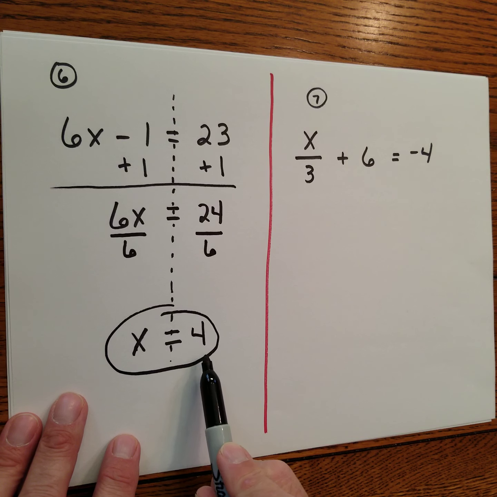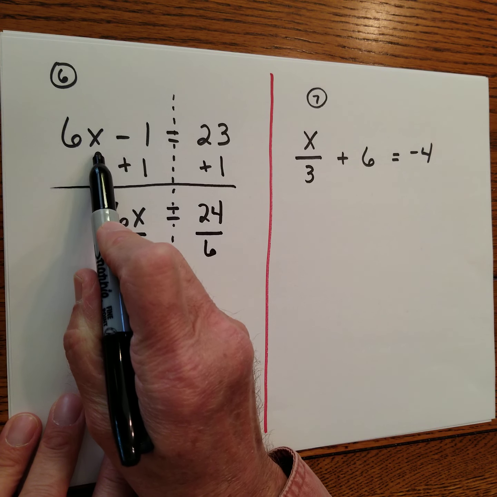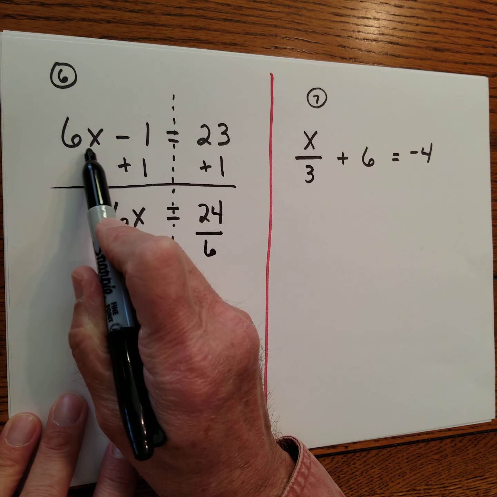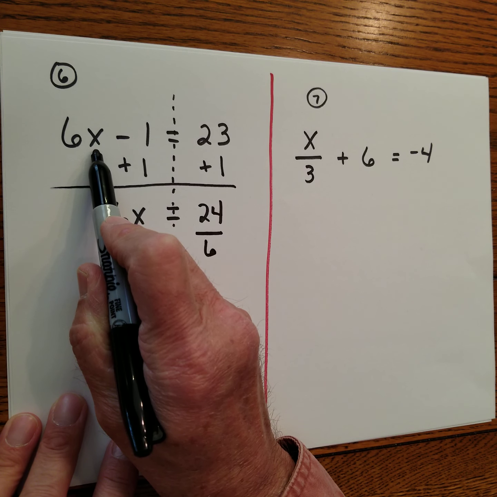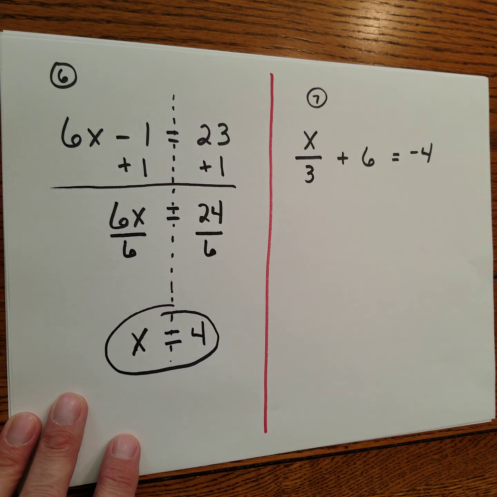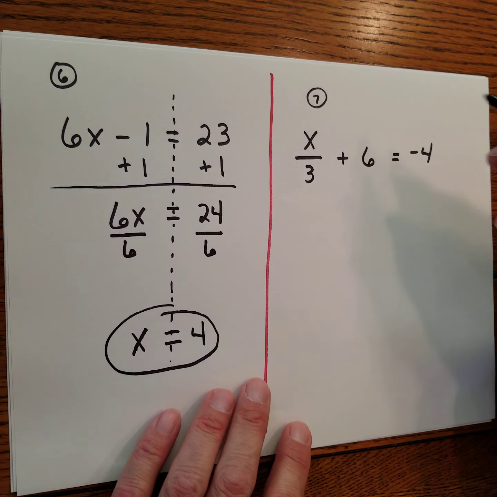Let's check it. If I plug a 4 in here, does this become true? If I plug a 4 in for x, 6 times 4 is 24. 24 minus 1 is 23. Perfect. Let's try number 7.